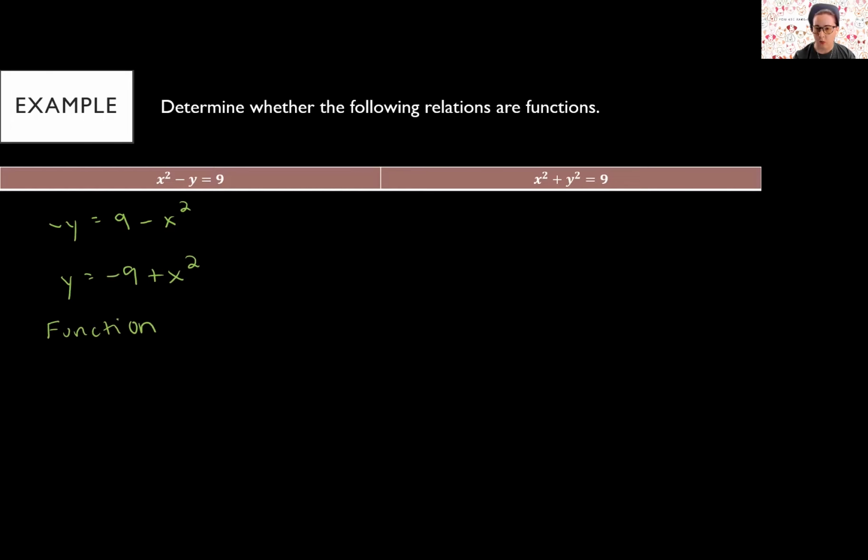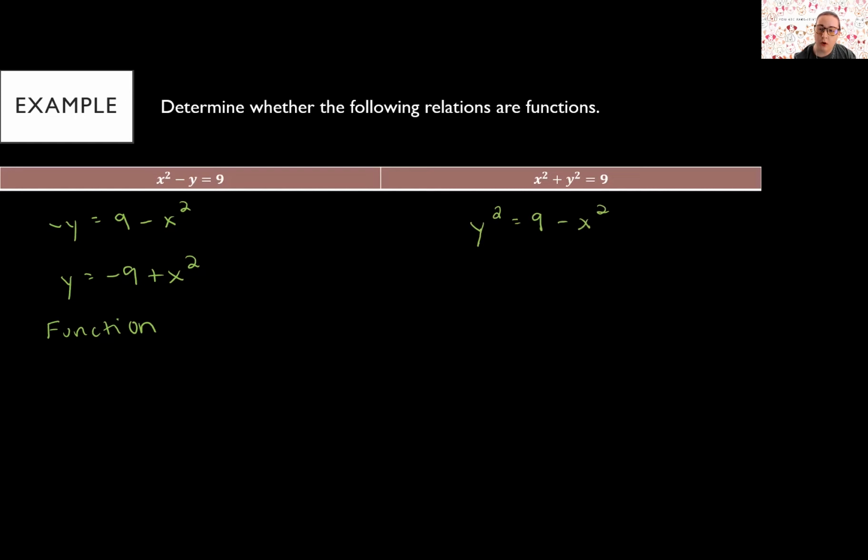Let's look at the second one. We've got x squared plus y squared equals 9. So the only difference here is that we've got a y squared, and then it's a plus instead of a minus. Very minor difference. So again, I'm going to subtract x squared from both sides. So this gives me y squared equals 9 minus x squared.